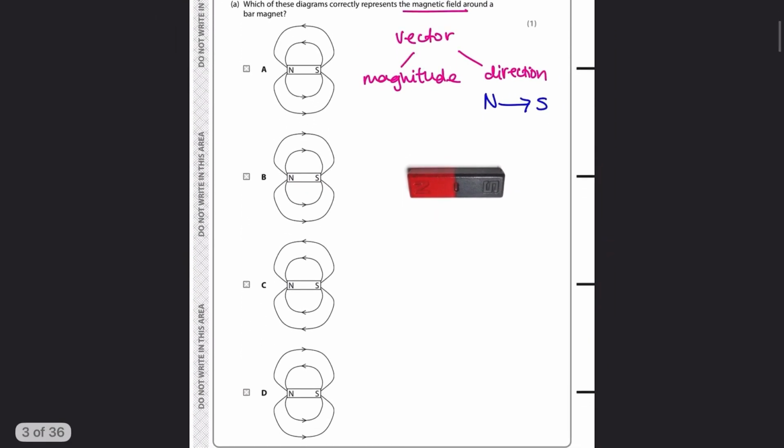So which one is correct? North to south. That would be B. It's going from north to south. See that?